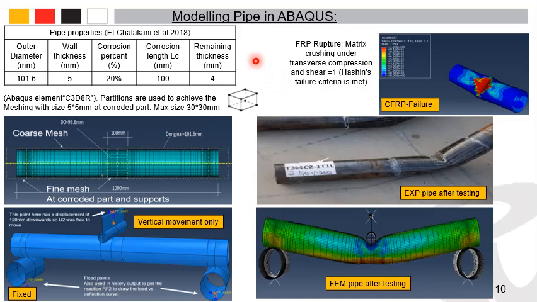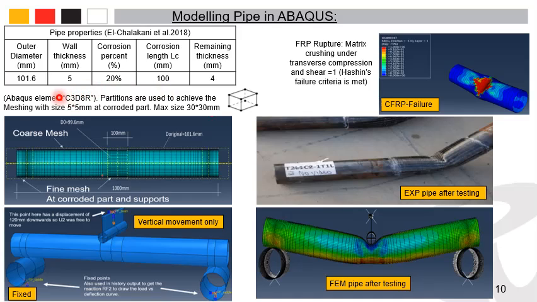Concerning the first case, where the pipe is subjected to 3-point bending, the outer diameter of the pipe was 101.6 millimeters. The wall thickness was 5 millimeters. The corrosion percent was 20%, so the remaining thickness is 4 millimeters, and the length of corrosion is 100 millimeters.